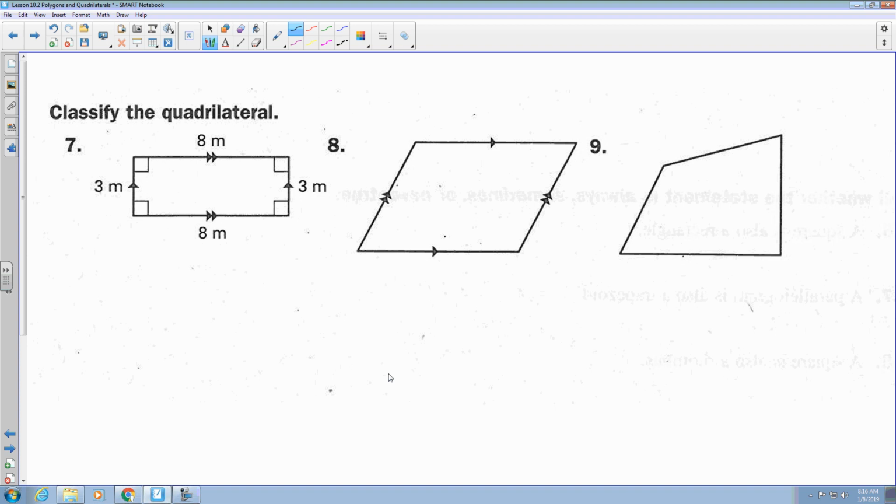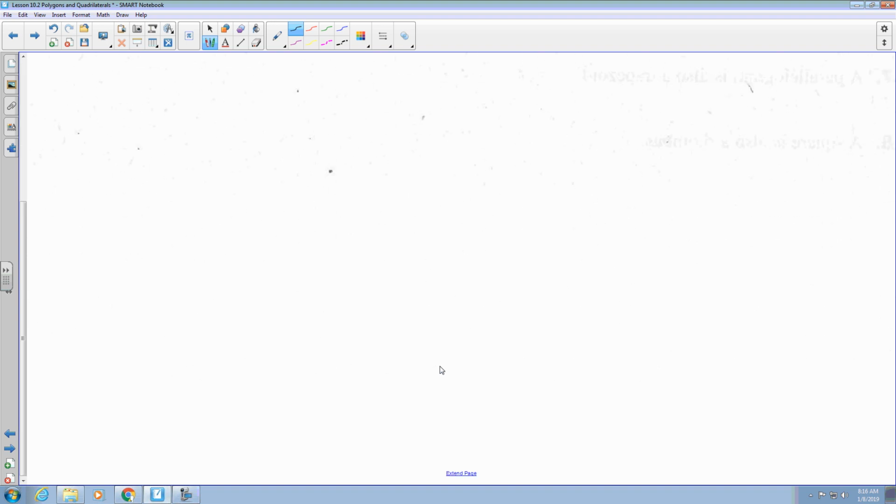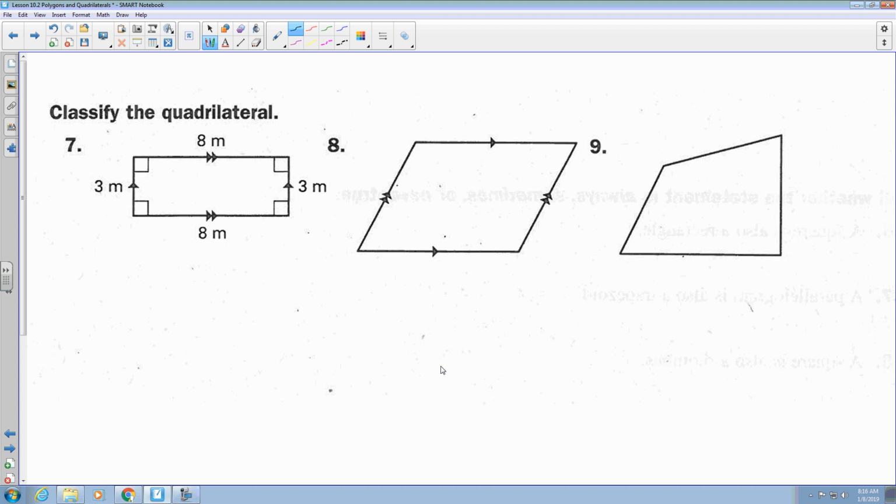All right, so these particular questions are asking you to classify the quadrilateral. Now, when you are asked to classify a quadrilateral, you are only able to use the information that is given to you. Okay, so don't assume anything unless it's actually drawn.